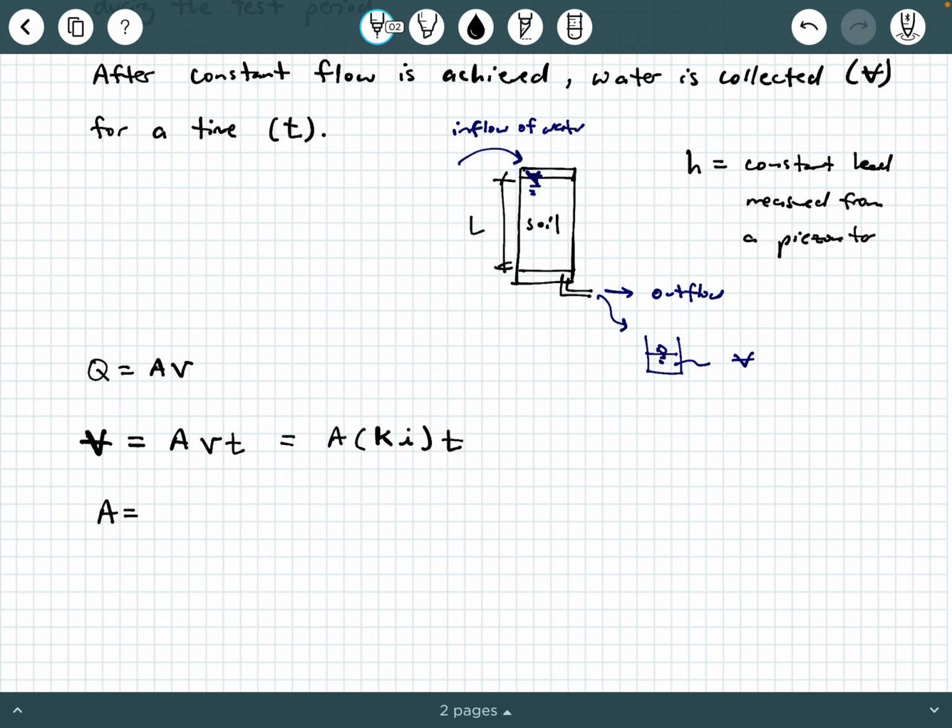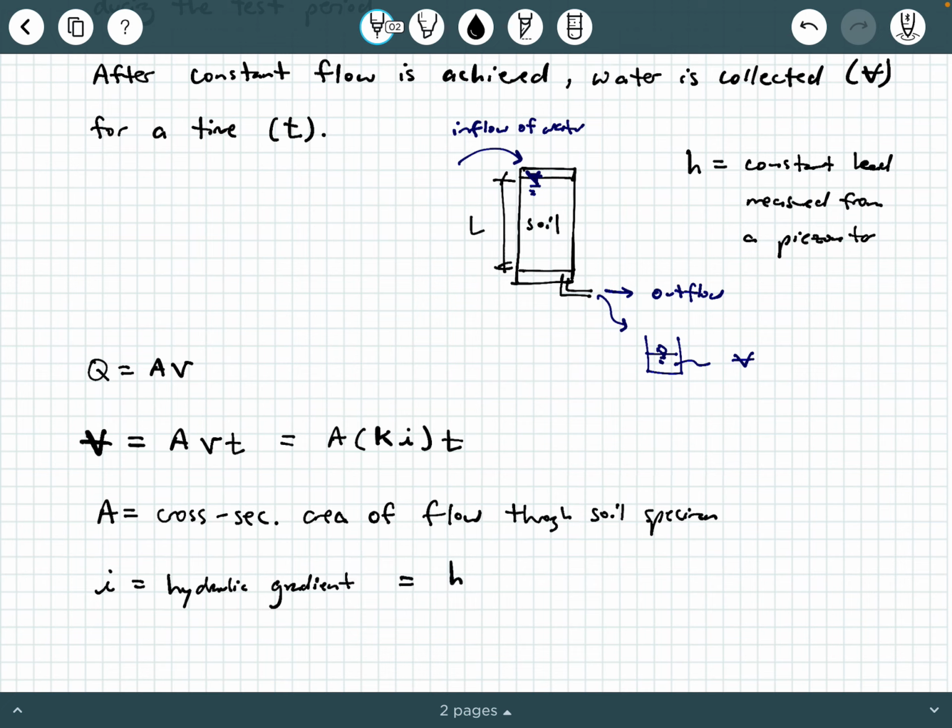And again, A is the cross-section area of flow through the soil specimen. So it's your cross section of your soil specimen, and it's the area that the water is flowing through. All right, and so we have this relationship here, and we also recall that hydraulic gradient is I. Forgive me, hydraulic gradient is I. And we know that hydraulic gradient is going to be that head over the flow length, okay? So it's that constant head H divided by the length of flow, which is just the length of the specimen, L.